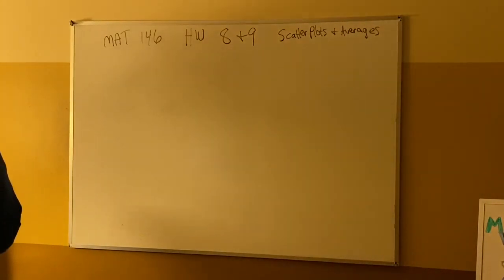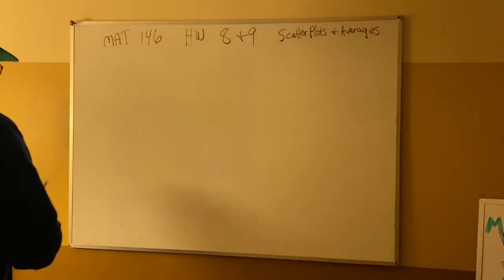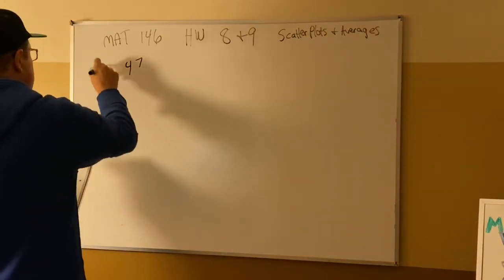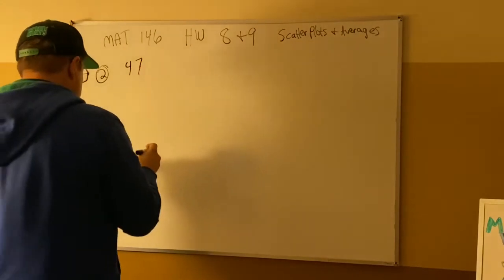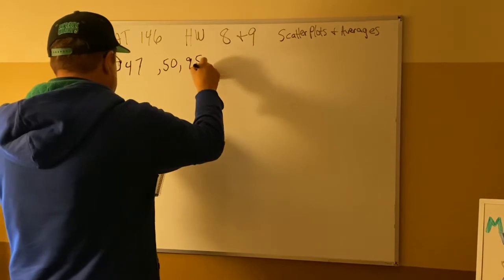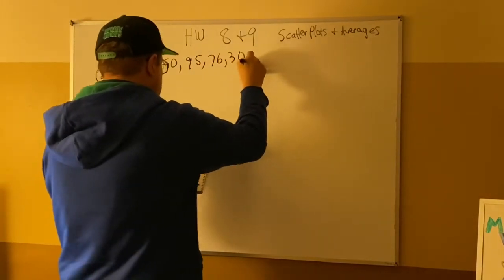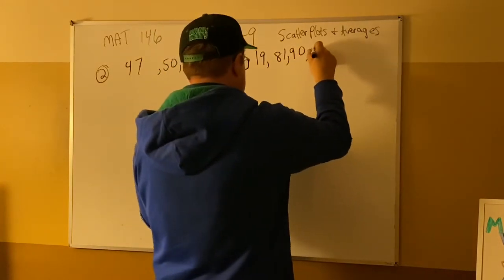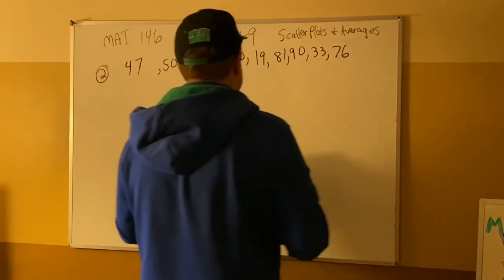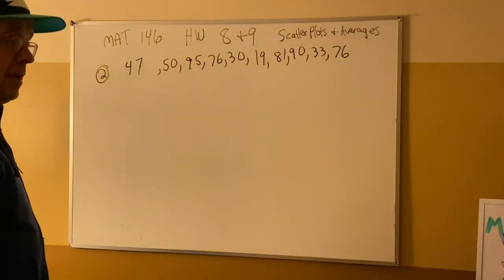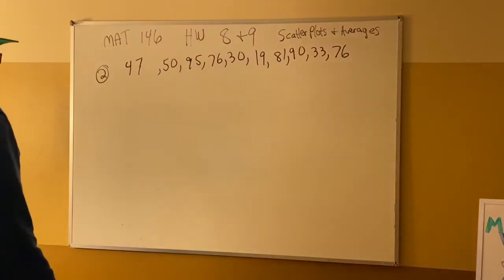And now I want to take these data points here, and I want to look at the values for different averages for it. Take the data points here that are 47. I took this from number 2, so it's going to be similar to your own values for number 2. 47, 50, 95, 76, 30, 19, 81, 90, 33, 76. This might be how many phone calls some people made in a 3-hour shift or something like that. Anyway, we've got the values.